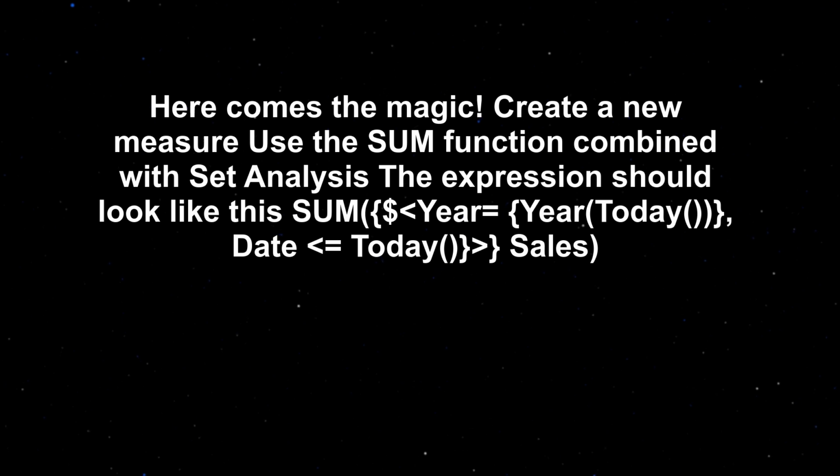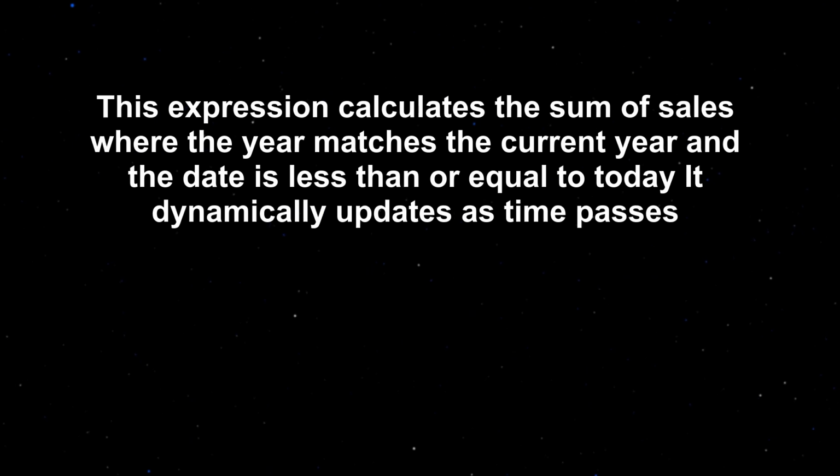Here comes the magic. Create a new measure. Use the sum function combined with set analysis. The expression should look like this: sum({$<year=year(today()), date<=today()>} sales). This expression calculates the sum of sales where the year matches the current year and the date is less than or equal to today. It dynamically updates as time passes.